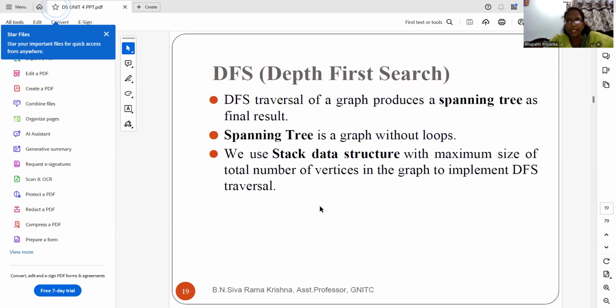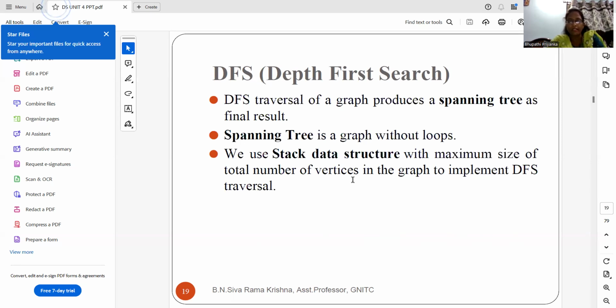We'll discuss DFS, depth first search. DFS traversal of a graph produces a spanning tree as a final result. Here we need to visit every vertex and the output will be a spanning tree as a final result. And that spanning tree is a graph without loops. Here we use the stack data structure with maximum size of total number of vertices in the graph to implement DFS traversal.